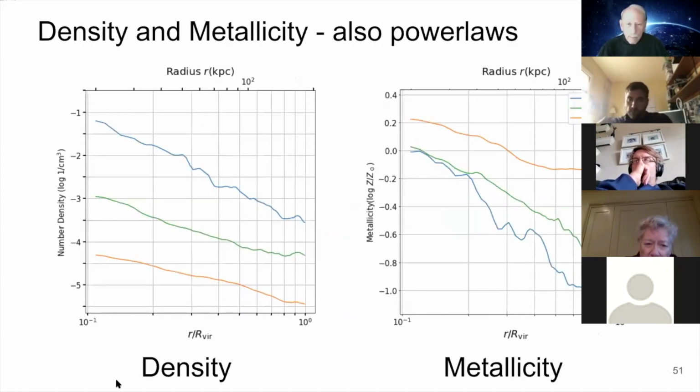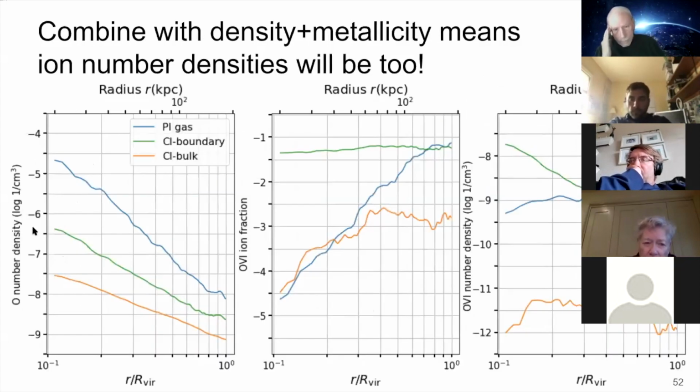To get from there to something observable, like total number density, we're going to have to multiply by some other things. So if we take density and metallicity also to be power laws, which for density is pretty good, as I already showed, and for metallicity is not quite so good, but let's use it, we combine these together to get, on the left here, the oxygen number density. This is the total amount of oxygen per centimeter cubed, and these are very nice straight lines. The point is, we take this and multiply it by the ion fraction, which in log space we just add.